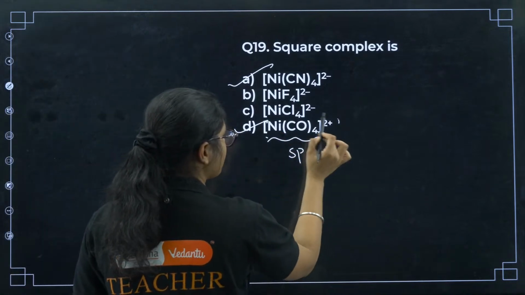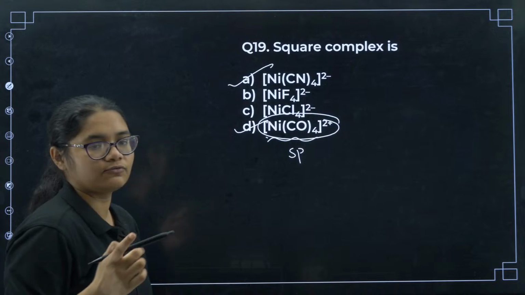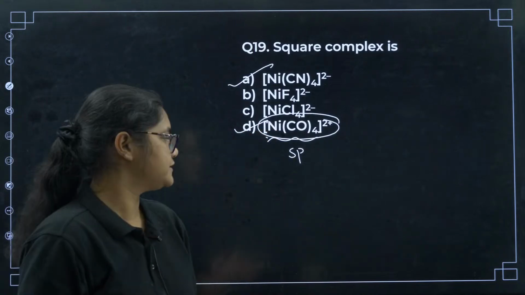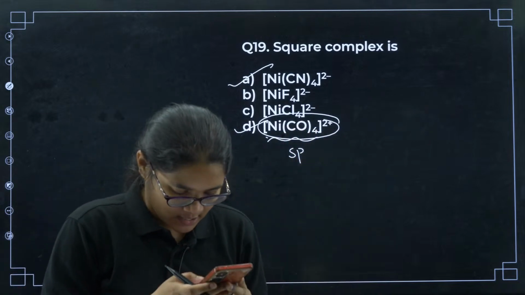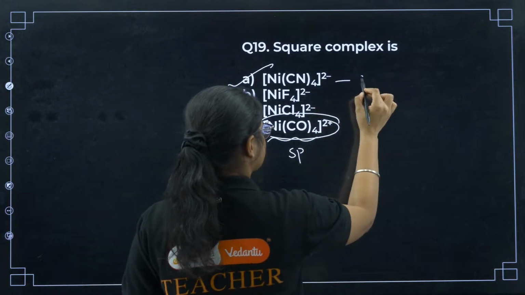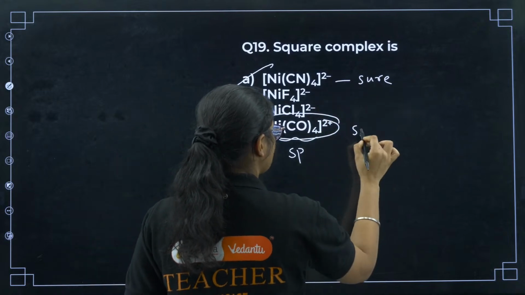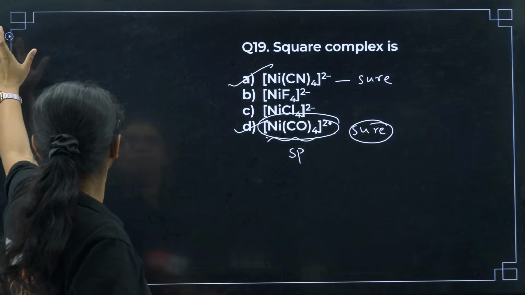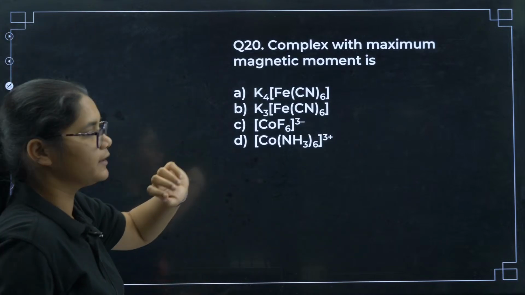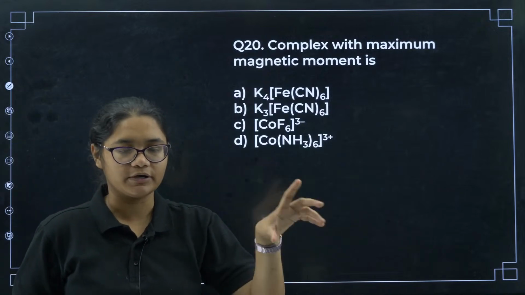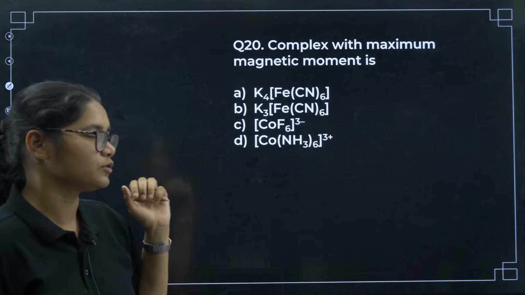I will check on this one. I think [Ni(CO)4]2+ is also correct. Both A and D can be the answer, but I will check this once. I am sure A is there. D is also, I am thinking it is there, but I want to check this once again. I'll put it in the pinned comment section, students, you can cross check there. Let's not waste time now.